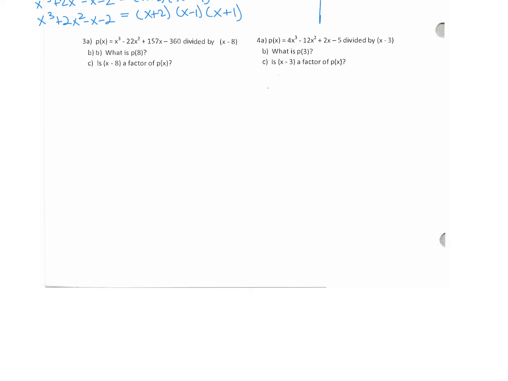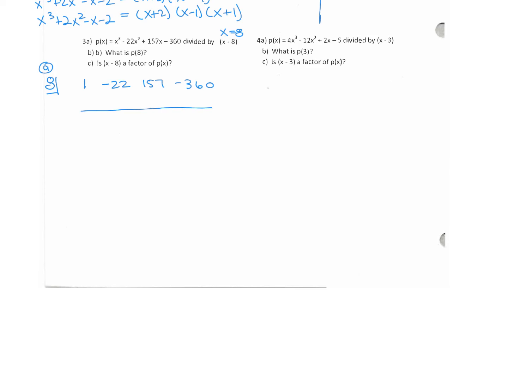So now it wants me to divide by x minus 8, that factor. So that would give me x equals 8 as my root. So I'm going to do my synthetic division with 8. And my coefficients, I've got an x cubed, an x squared, an x, and a constant. Nothing's missing. So I'm going to use my coefficients of 1, negative 22, 157, and negative 360.